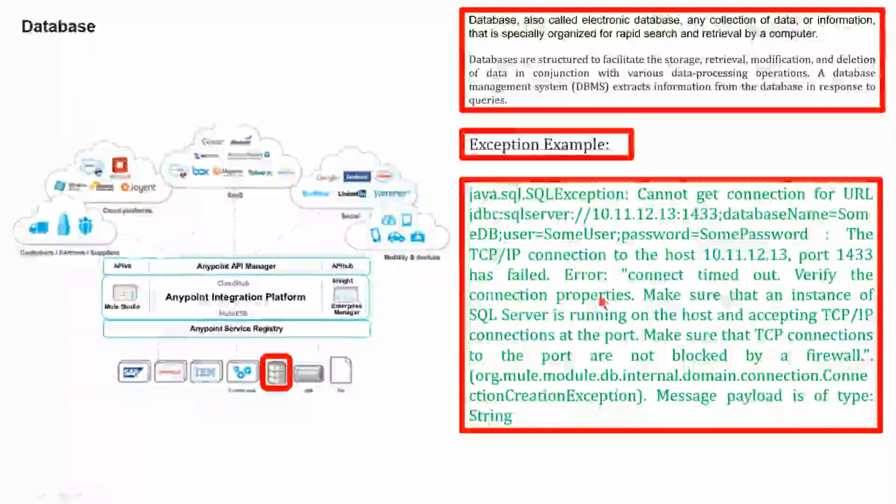Exception example, we can consider this one: java.sql.SQLException: Cannot get connection for URL jdbc:sqlserver://10.11.12.13:1433;databaseName=somedb;user=someuser;password=somepassword. The TCP/IP connection to the host 10.11.12.13, port 1433 has failed. Error: connect timed out. Verify the connection properties. Make sure that an instance of SQL Server is running on the host and accepting TCP/IP connections at the port. Make sure that TCP/IP connections to the port are not blocked by a firewall.